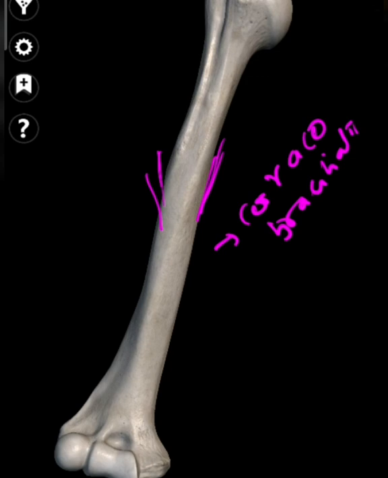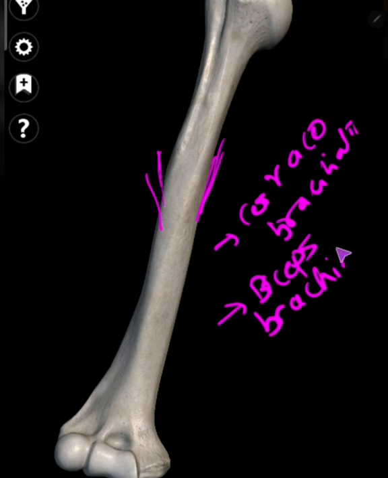Biceps brachii has 2 heads, a long head and a short head. It originates from 2 structures. The long head originates from the supraglenoid tubercle of the scapula, and the short head originates from the apex of the coracoid process. Where does it get its insertion? It gets inserted on the radial tuberosity.